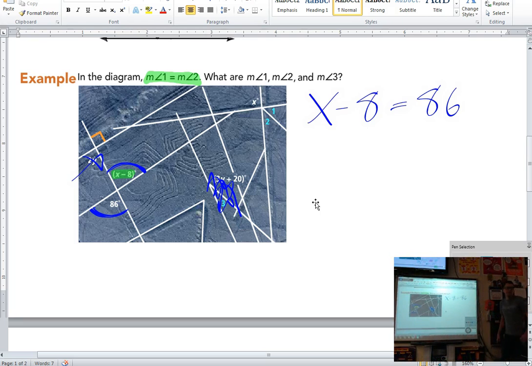So, Olivia, over there today, what do I do with this to get x by itself? We add 8 because this 8 has a negative value to start. That's why we add it. And we get that x is 94.